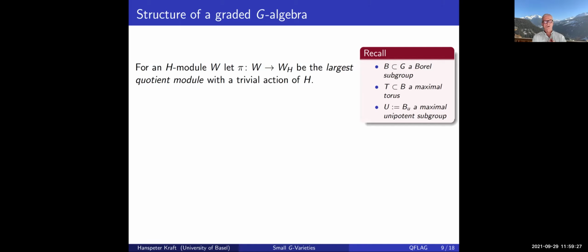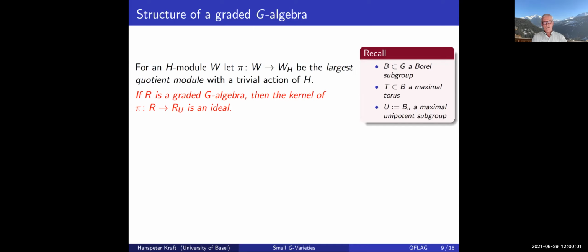Let me recall some classical stuff. Everybody knows what the fixed point is, but the dual concept, the largest quotient with a trivial action, is not so well known in general. It's very useful to use it here. So if I have any H module, H any group, I denote by pi the largest quotient module where the group H acts trivially.